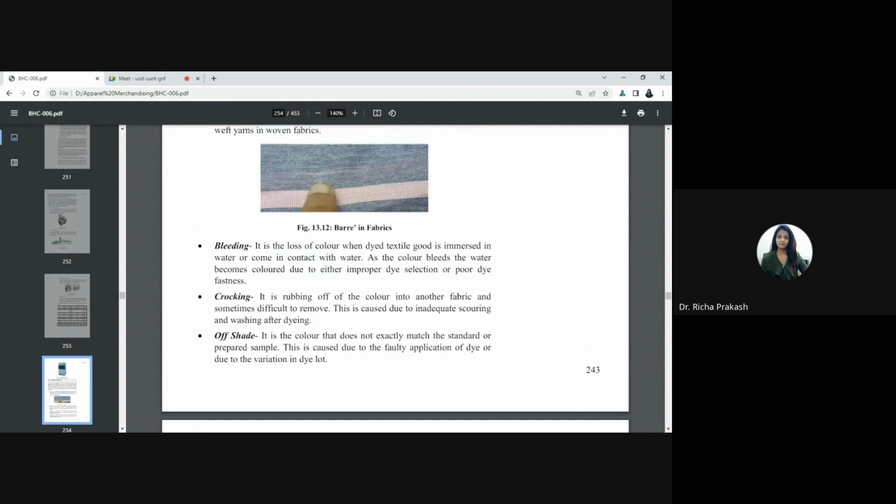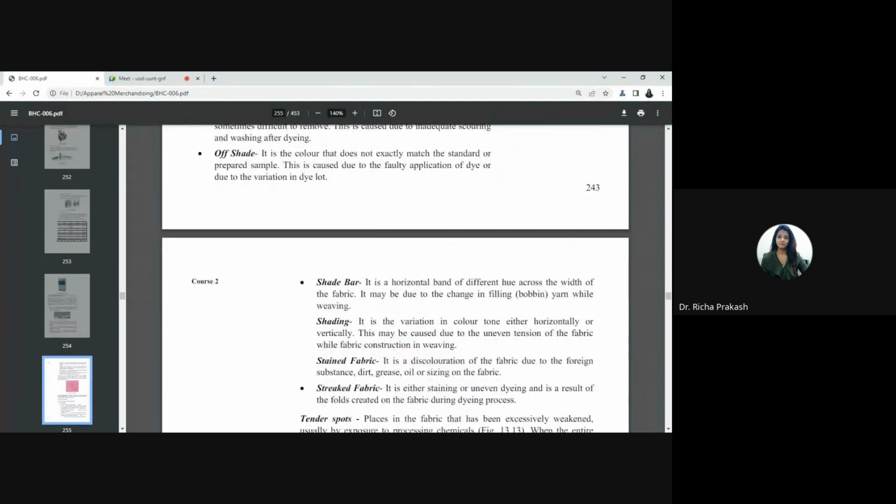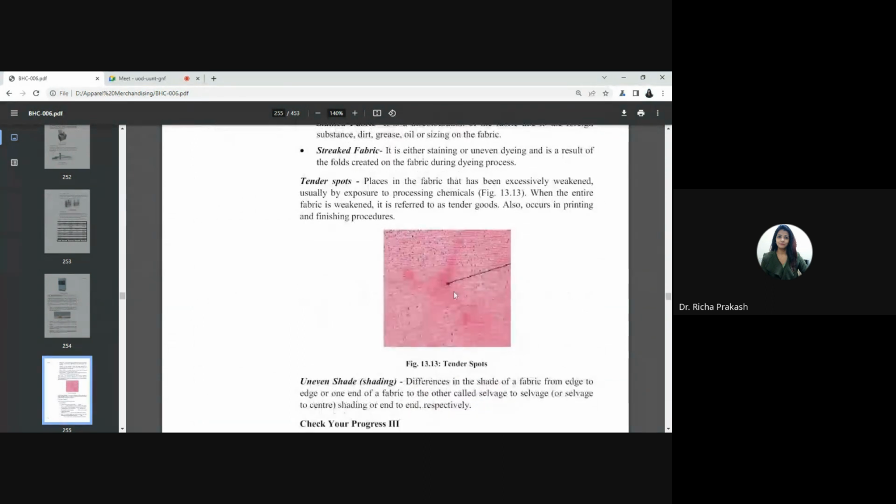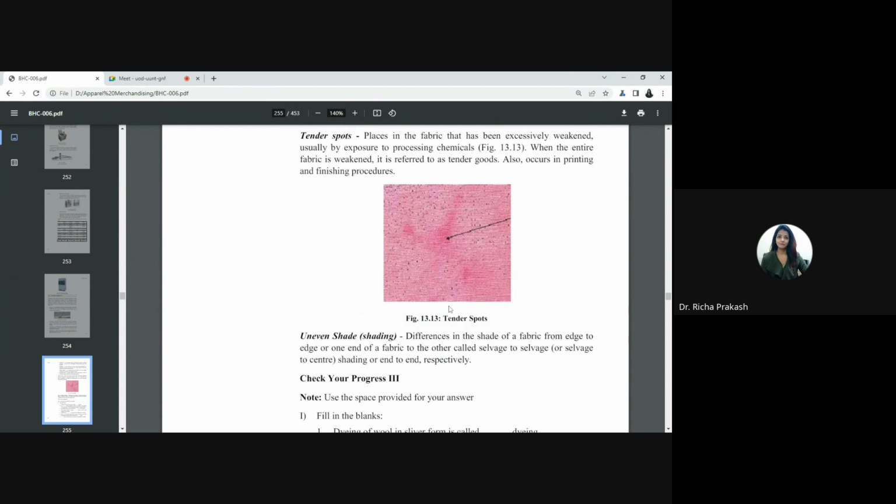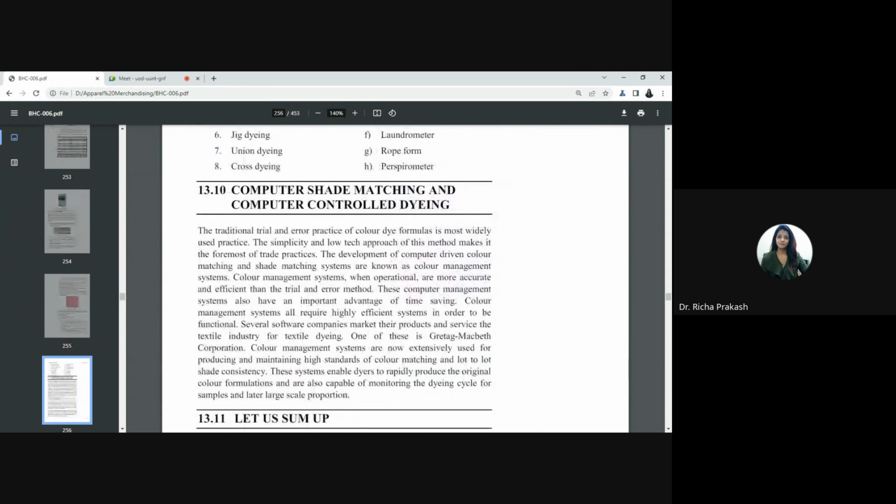Or bleeding, crocking, off shade, all these things are there. Or this is color patching. So this is called patches, color tender spots, patches. So what happens is, because the dye powder is not mixed properly in the water, maybe a very fine, minute, small lump of dye stays at a place on the fabric, and when it's dried, you can see color patches there. So all these are dyeing defects.